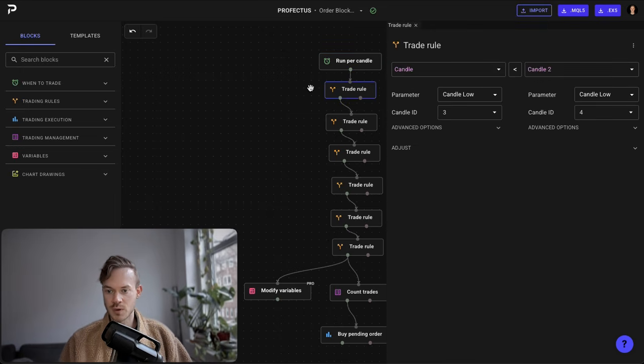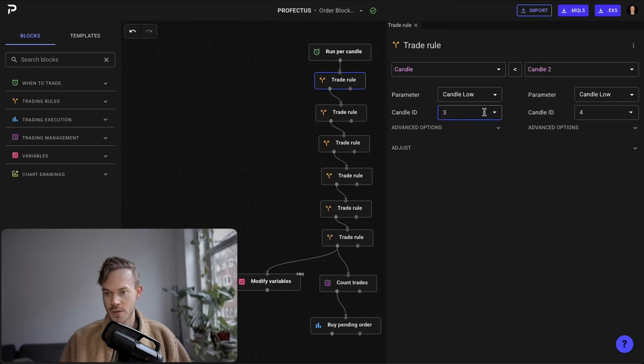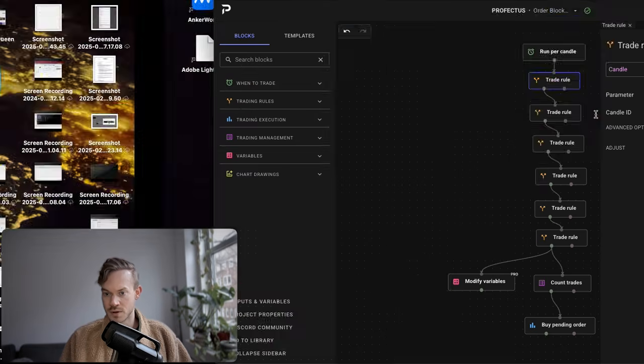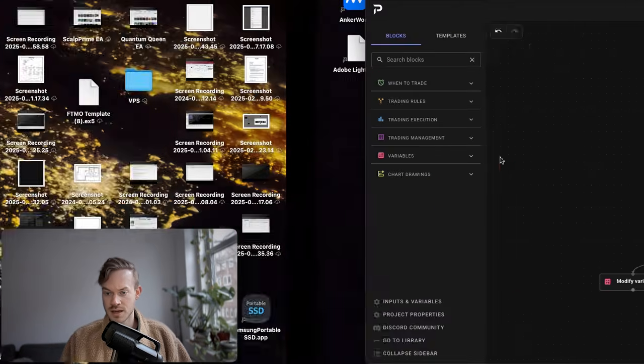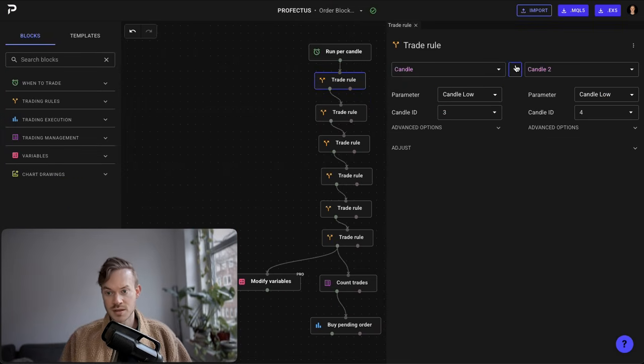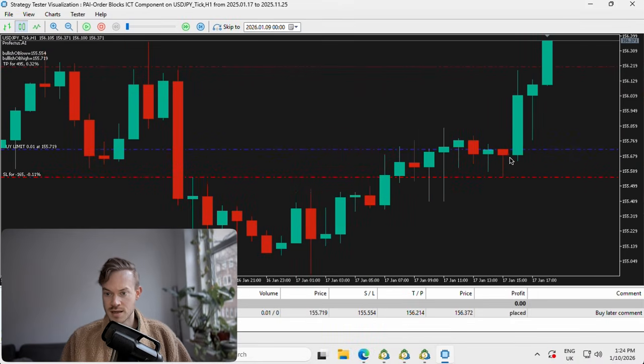The first trade rule block we want to check is that the candle low of candle ID number 3 is lower than the candle low of candle ID number 4. So let's see if this is the case. 1, 2, 3, 4. Indeed, we see candle ID number 3 is slightly lower than candle ID number 4.